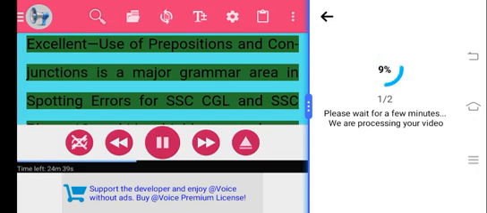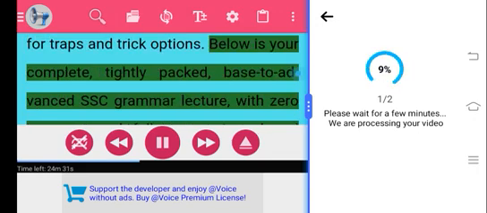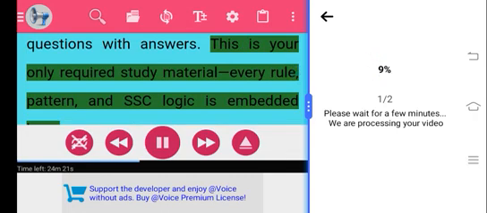Excellent. Use of prepositions and conjunctions is a major grammar area in spotting errors for SSC CGL and SSC Phase 13, and it's a highly targeted zone for traps and trick options. Below is your complete, tightly packed, base to advanced SSC grammar lecture, with zero space wasted, fully exam oriented, and followed by SSC style previous year questions with answers. This is your only required study material. Every rule, pattern, and SSC logic is embedded here.